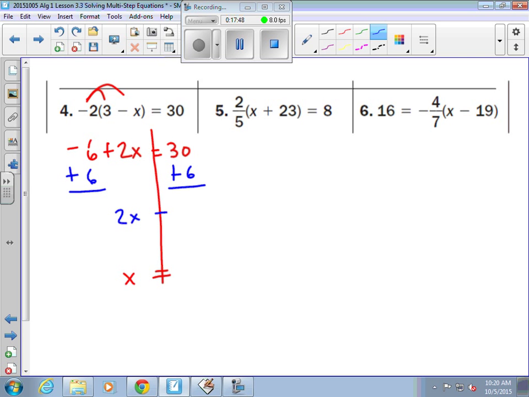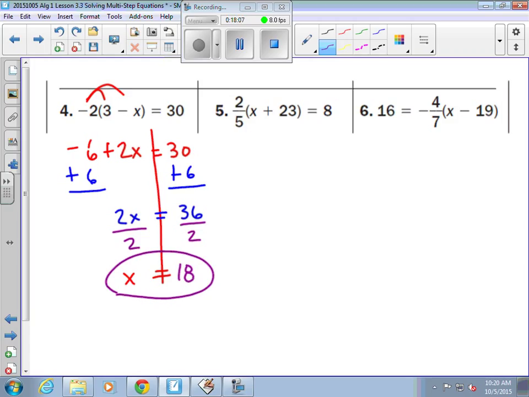2x is equal to 36. Get x by itself by undoing 2 times something. Divide by 2. If you do it to the left, do it to the right. 36 divided by 2 is 18. X is 18.